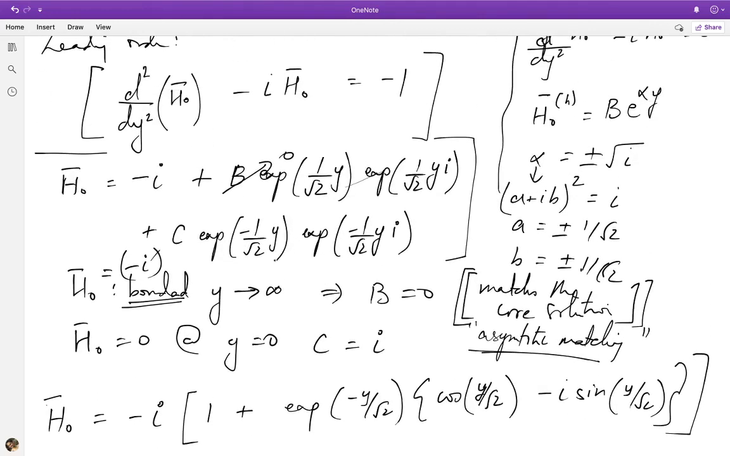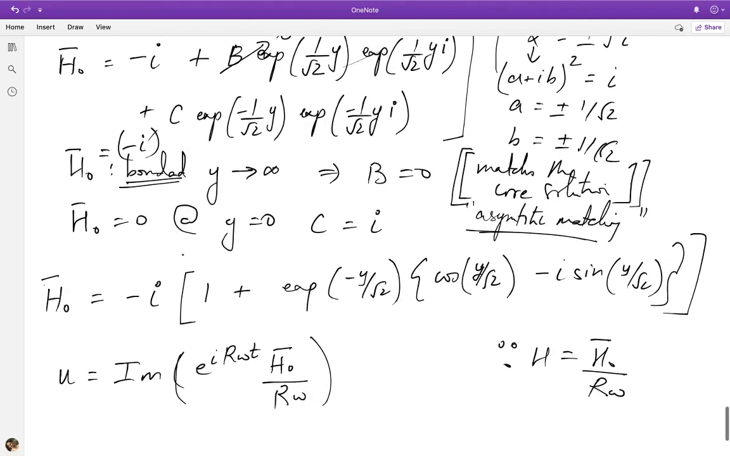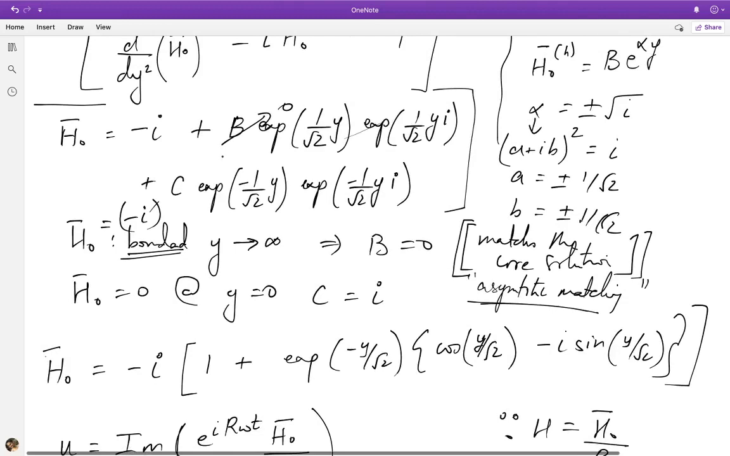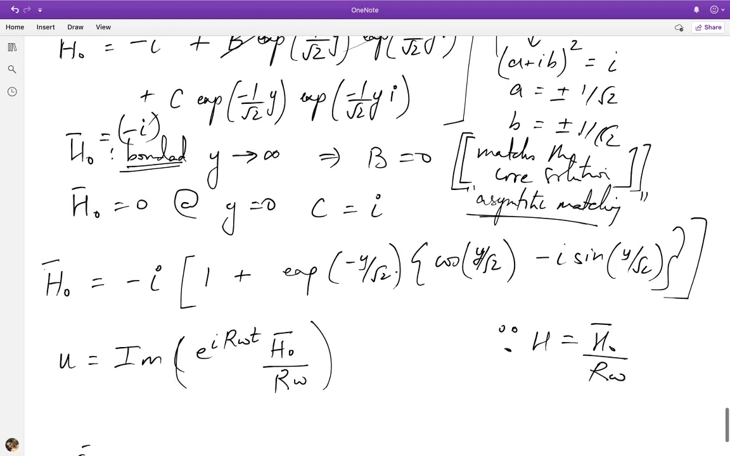We say that if R is in the core region, then I should retain only minus I, whereas if I'm near the wall region, I should switch over to H naught. But because the matching has been satisfied, I can just use a single expression, this expression for H naught bar, because automatically if y is close to the wall, this exponential term becomes 1 and the boundary layer solution starts to dominate over this core part of the solution.